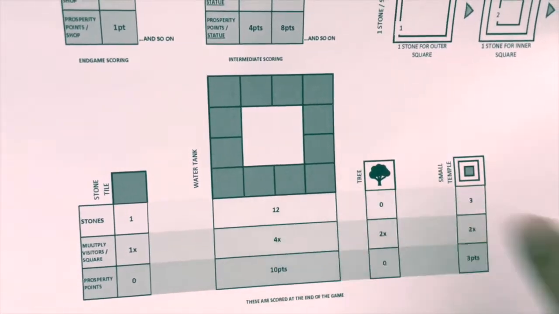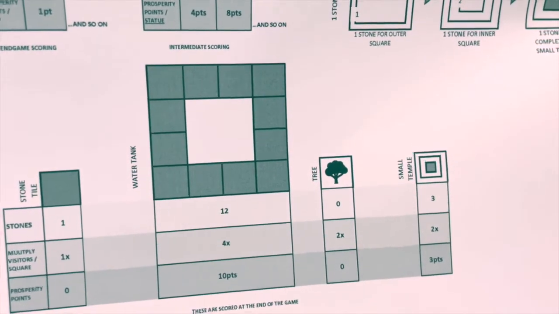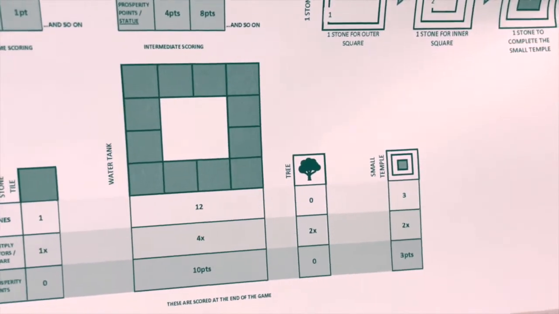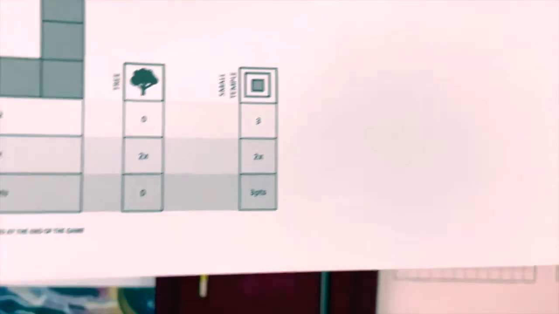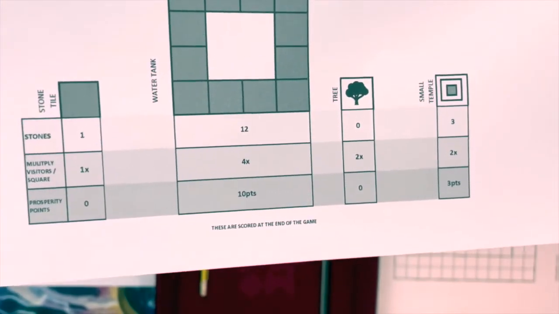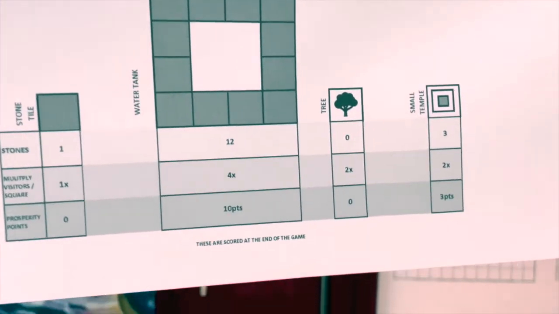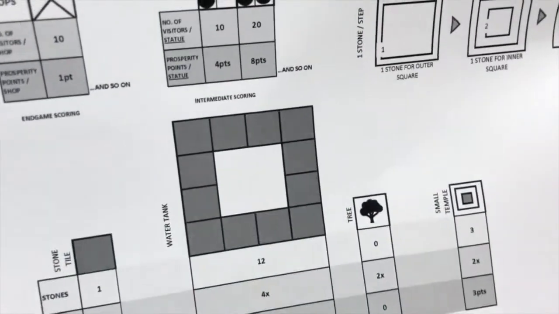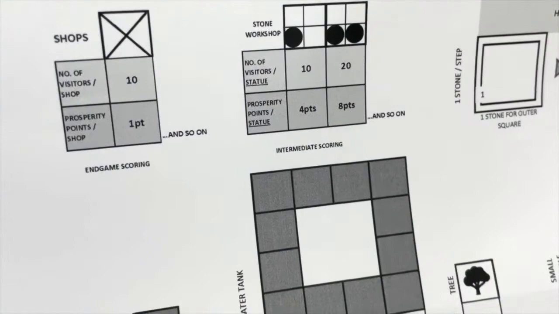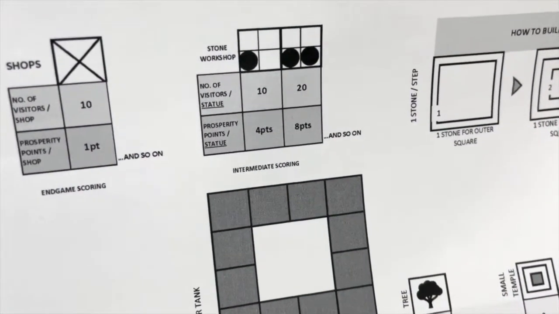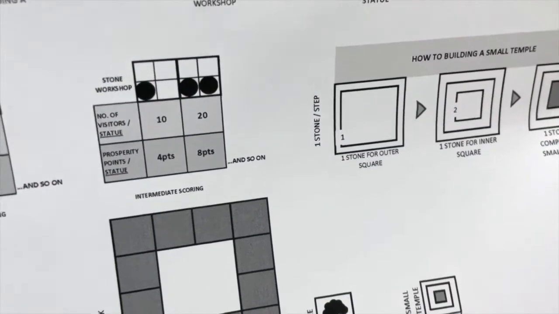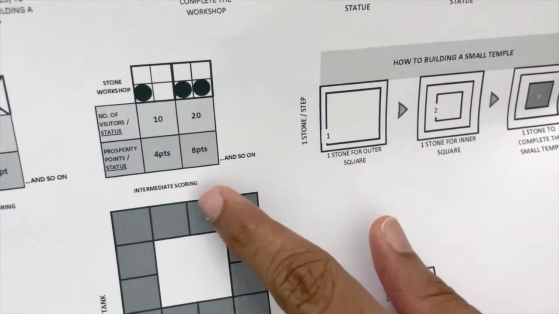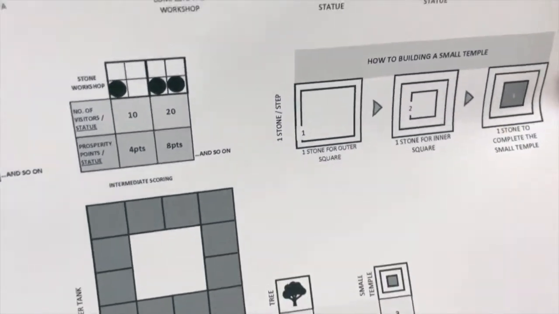You can also build a water tank, which is a collection of 12 stone tiles spread across 16 tile areas. You can build a tree, which does not cost any wood or stone, and then you can build a small temple. Each of these is scored differently and increases the prosperity of your town in different ways. If I zoom in, the shop gives you 1 prosperity at the end of the game, whereas the stone workshops give you prosperity points per statue. If you have only 1 statue, you get 4 points. If you have 2 statues, you get 8 points, and so on.